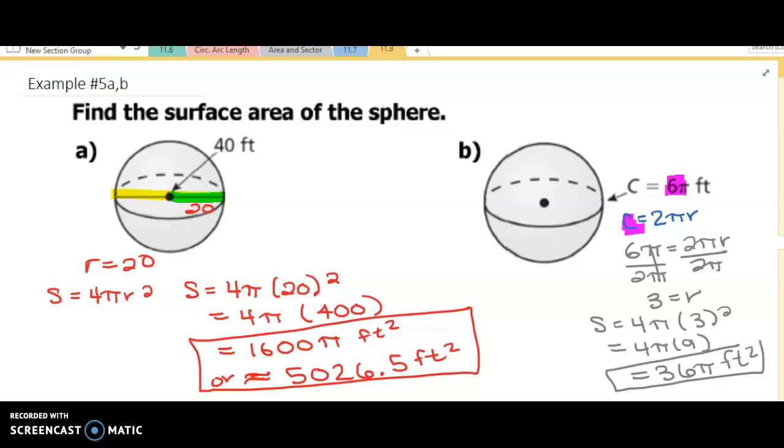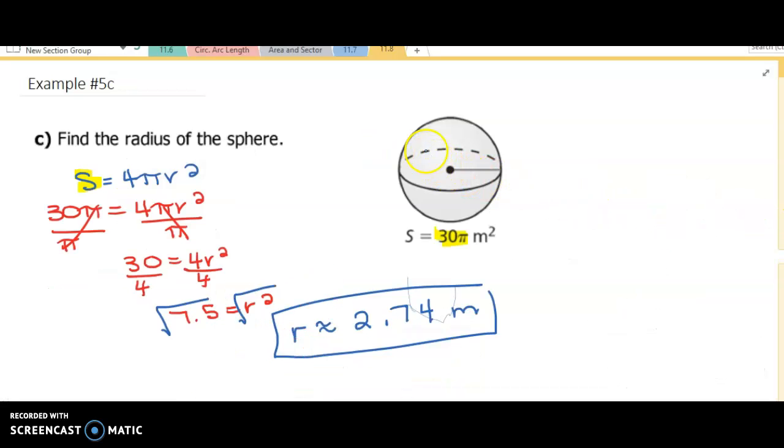All right, on B, we use our circumference to find our radius, and then we have to find our surface area. So if I set 6 pi equal to 2 pi r, I find out that my radius is 3. And then after I know my radius is 3, I can plug that into 4 pi times 3 squared to get 36 pi feet squared for my area. Lastly, on C, to find the radius, I know my surface area is 30 pi, so I just plug that in right here. 30 pi equals 4 pi r squared, and do a little math, and I should have got the radius is roughly 2.74 meters.